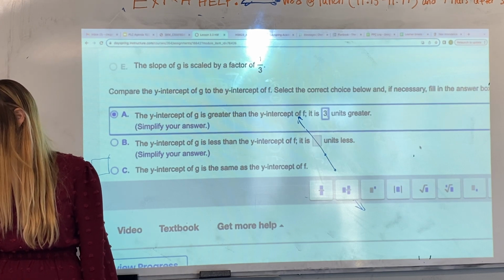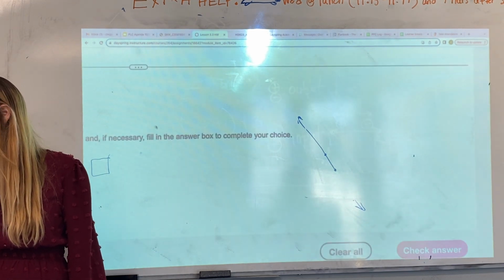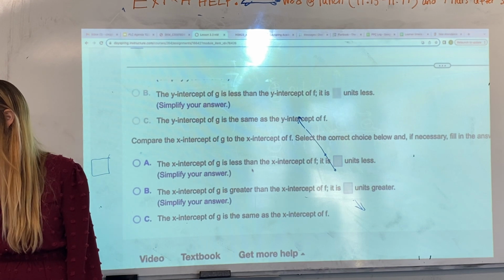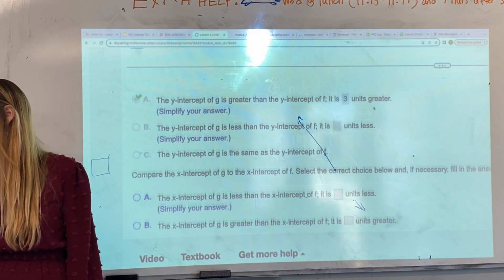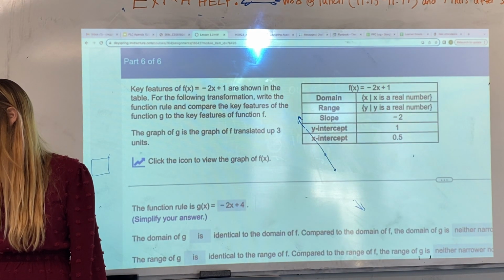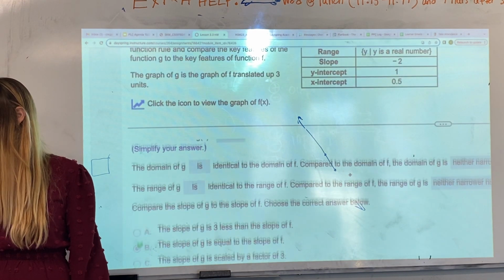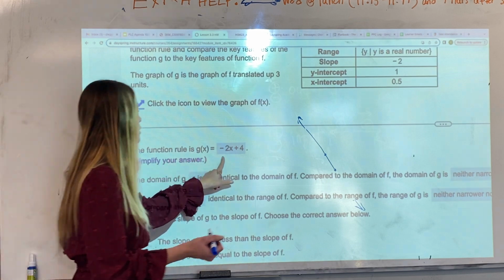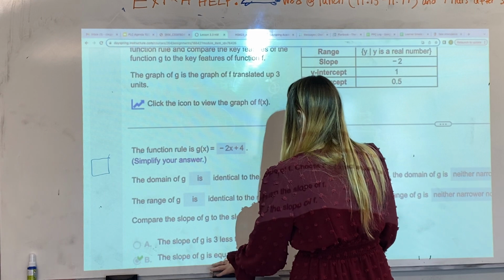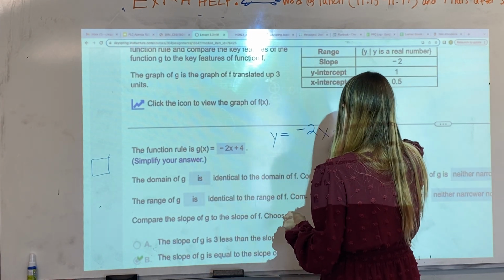Compare the x-intercept of G to the x-intercept of F. Okay, no big deal. Let's take a look. The x-intercept of F is 0.5. Let's get the x-intercept of our new one. I'm going to write it as a linear equation rather than a function: y equals negative 2x plus 4.